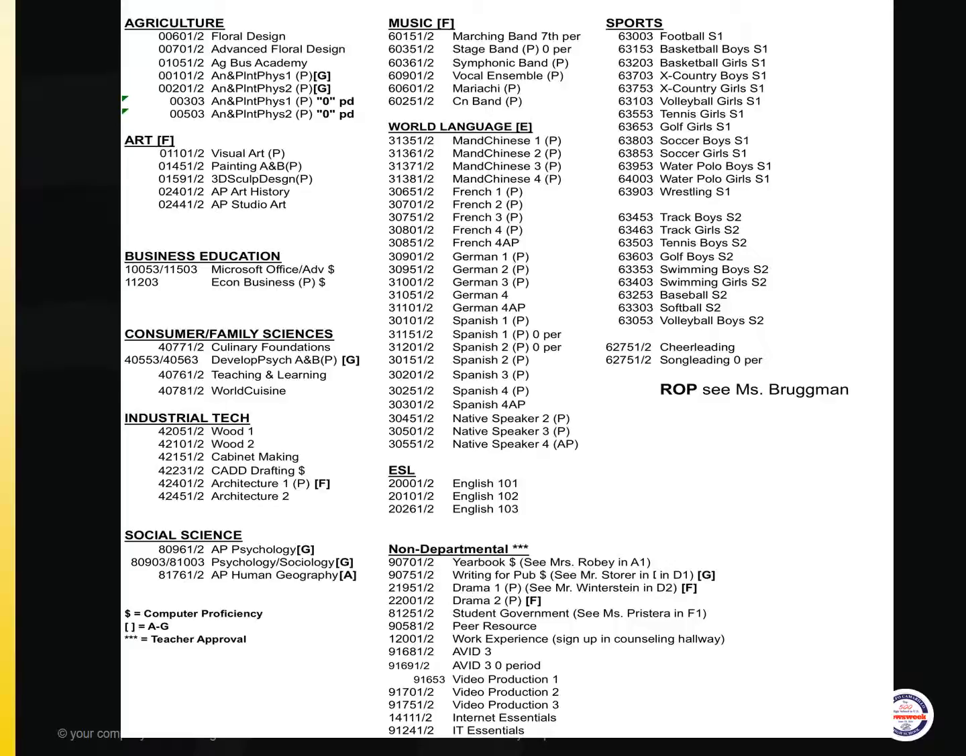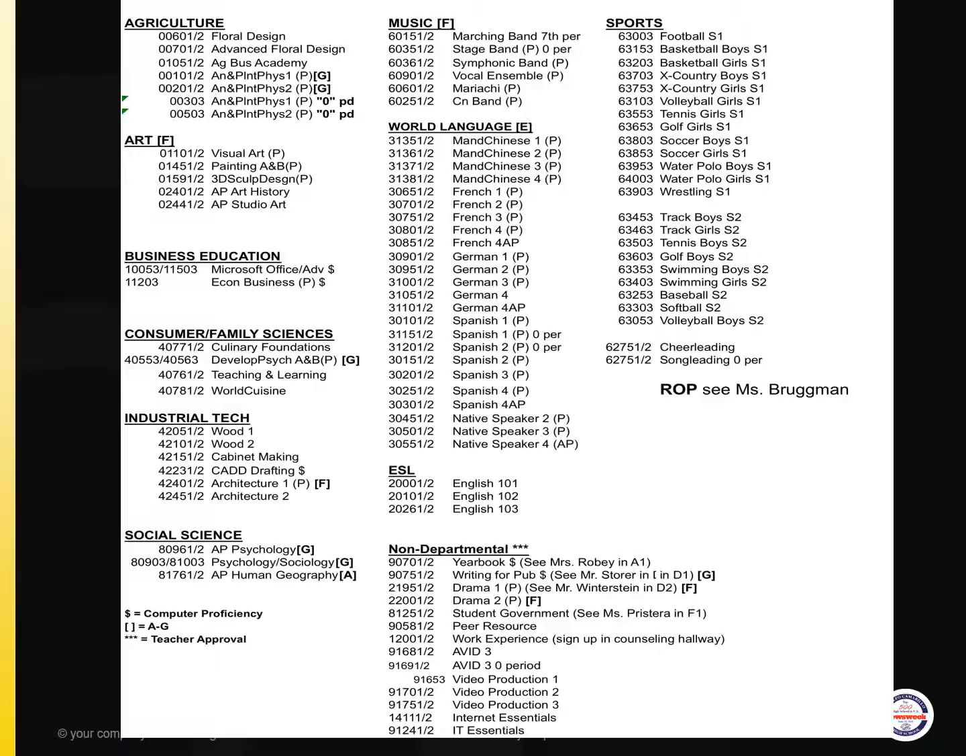Below that, in world languages, we still offer Mandarin Chinese, French, German, Spanish, and native speaker Spanish if you already speak Spanish. At the bottom of the center column under non-departmental, we have classes, most of which require getting a teacher signature first, whether it's yearbook, the Stinger, also known as Writing for Publication with Mr. Storr, Drum with Mr. Winterstein, or ASB with Ms. Prestera. We also have a peer resource class for students who want to be involved with on-campus activities, for example, Red Ribbon Week. We have work experience if you have a job, a legal job, and you are paying taxes on your earnings. You would sign up for that in the counselor hallway.